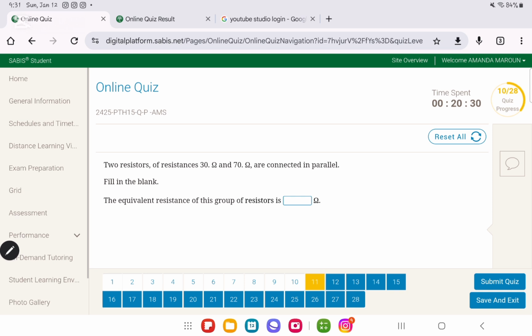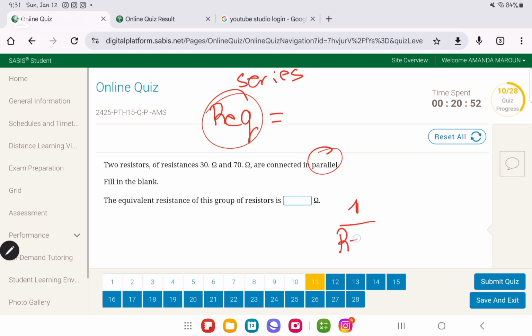They need us to find the equivalent resistance, but the resistors are put in parallel. When they are put in parallel, to find the equivalent resistance, or REQ, which is usually equal in series, we need to flip it. So 1 over the equivalent resistance is equal to 1 over resistor 1 plus 1 over resistor 2, etc., as many resistors as you have.